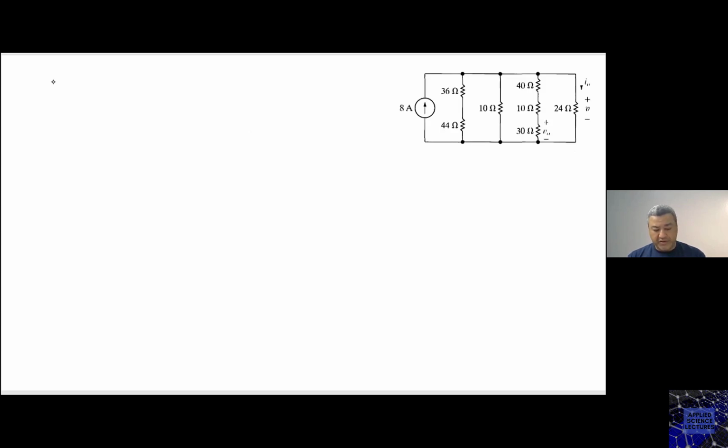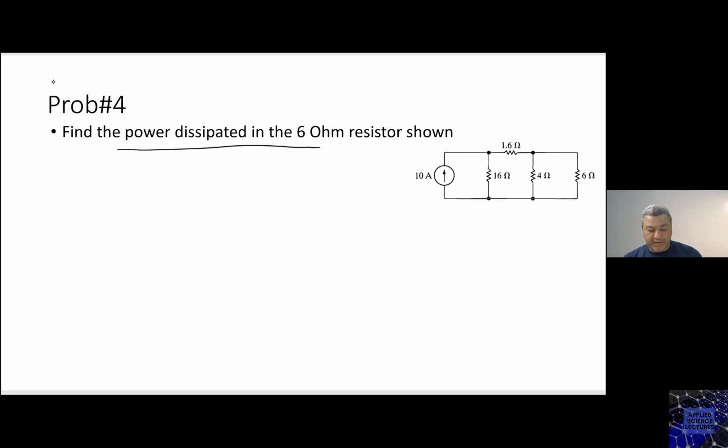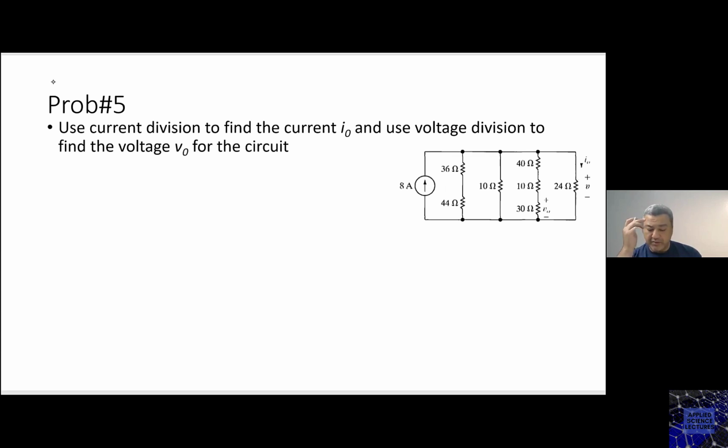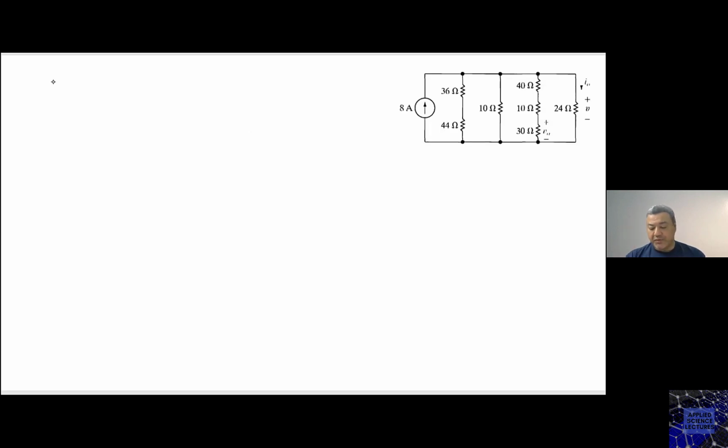So let me start here. When I want to calculate the current I naught using the current division, I use the voltage division to find V naught. So the first thing I would do is to simplify the circuit and go to the conductance. We have seen why. The conductances would be way easier to use in the current division.